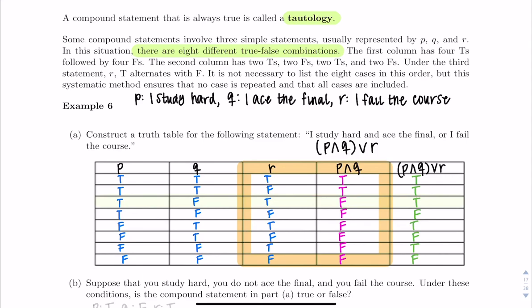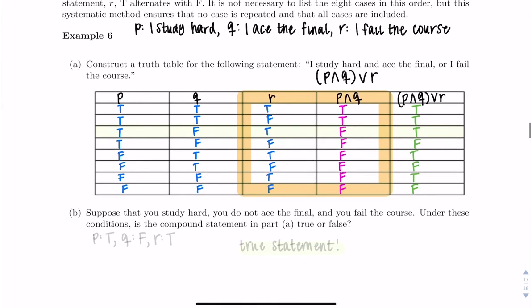So now it says, suppose that you study hard, you do not ace the final, and you fail the course. Under these conditions, is the compound statement in part A true or false? So let's think about each one of these. For statement P, it says that I study hard, which is a true statement. That is what we let P stand for.